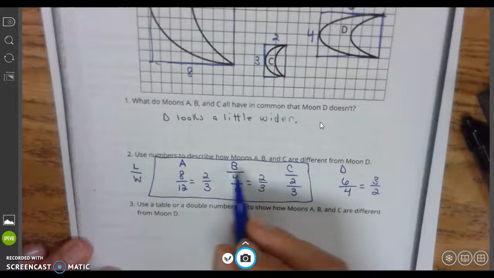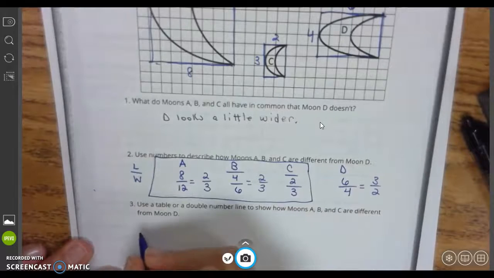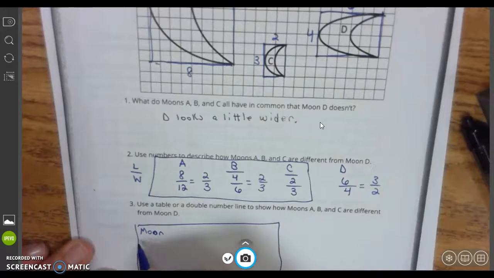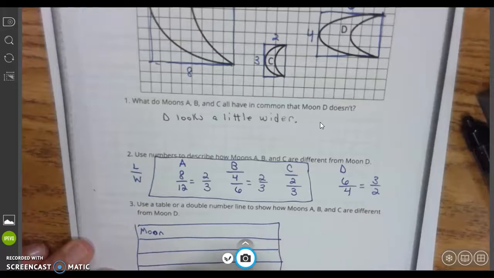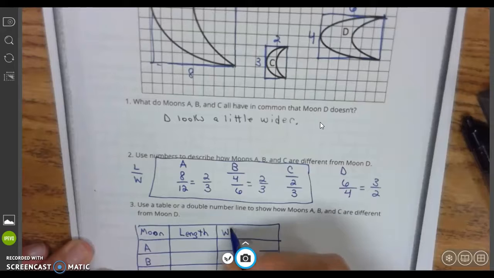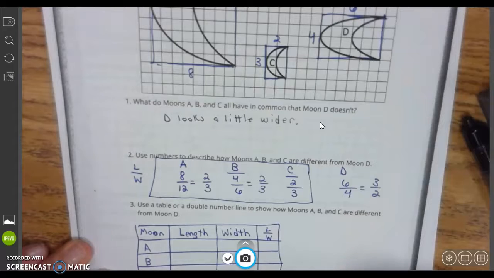So again, I could take this information and make a table out of it. You could have moon A, B, C, and D. And then we could do their length of the moon. You could do the width. And then we could do the ratio length over width. You could have everything right there.